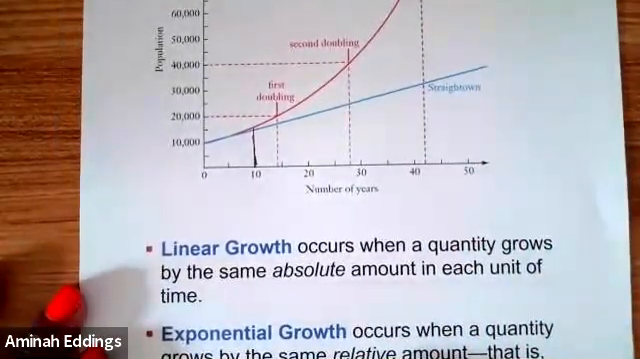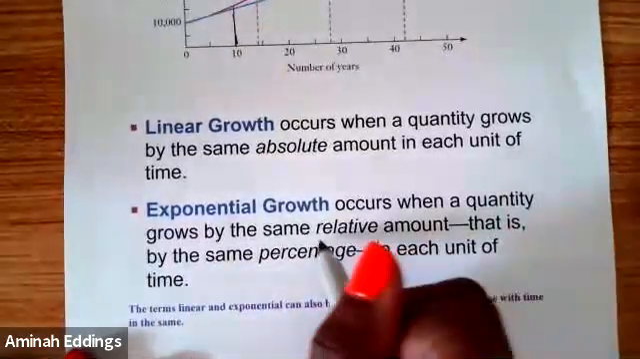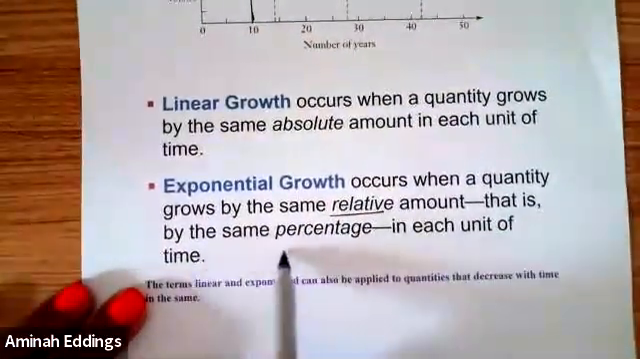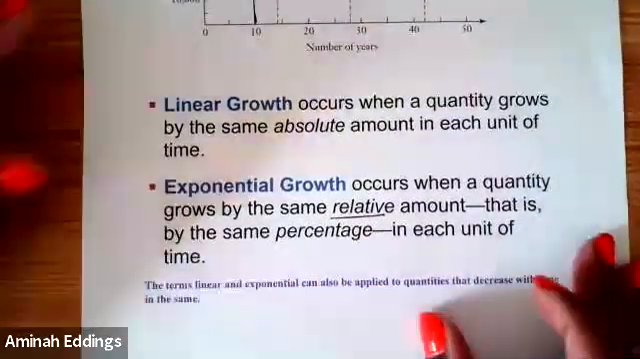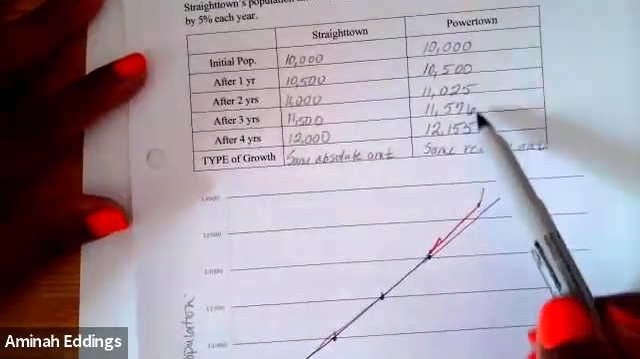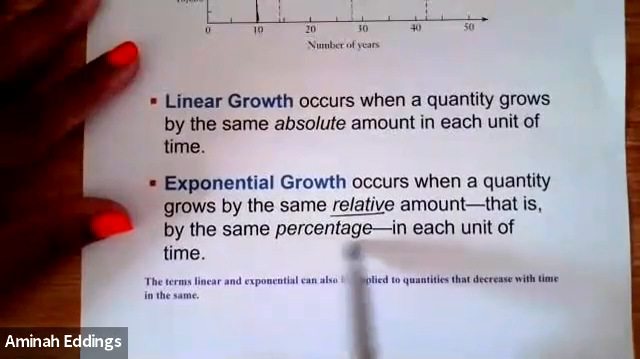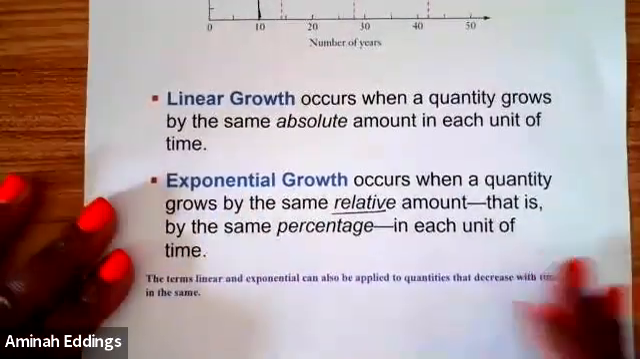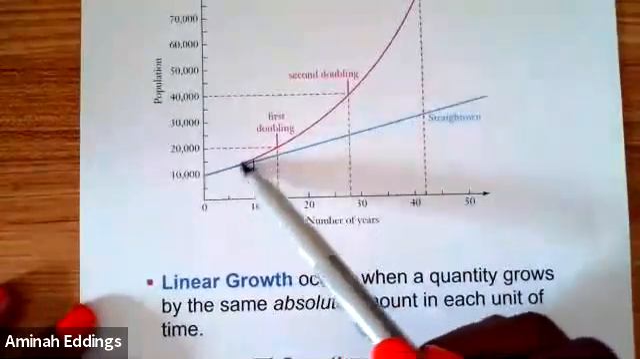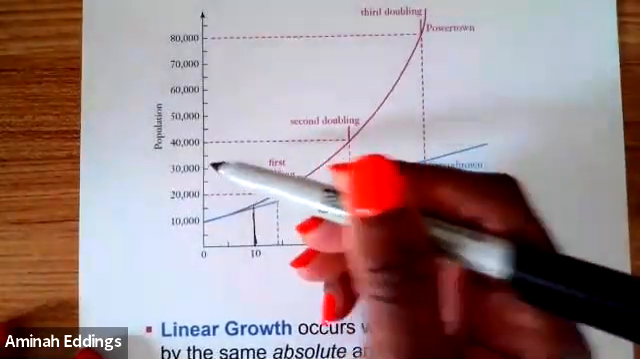Exponential growth occurs when a quantity grows by the same relative amount, okay? Relative amount means the same percentage in each unit of time, okay? And so with Power Town, remember, it wasn't increasing by 500 every time, it was increasing by 5%. And because it is a percentage, that's what we mean by relative amount. And exponential growth creates what we call a J curve, okay? That means this kind of looks like the letter J, okay?